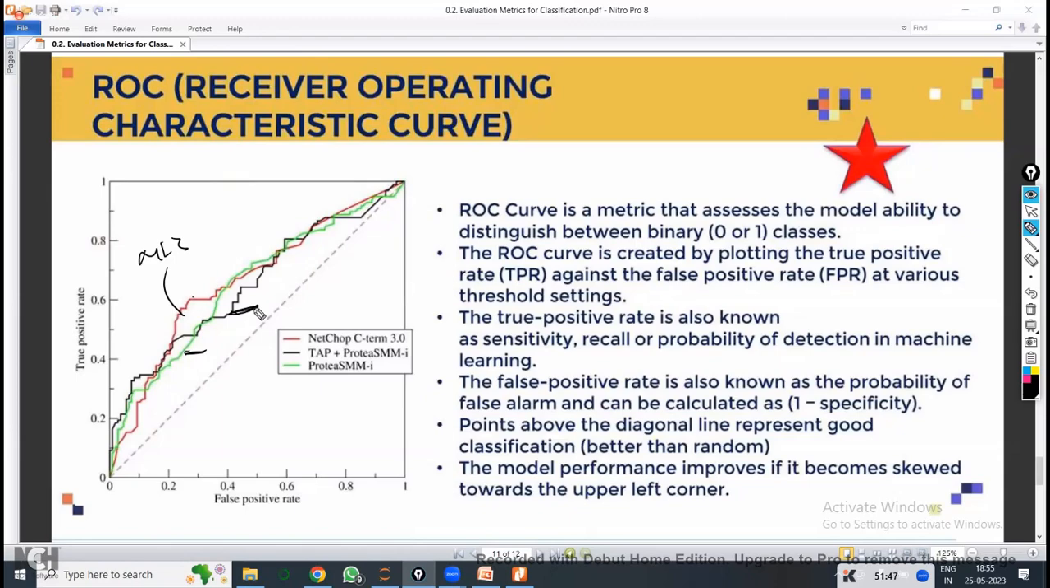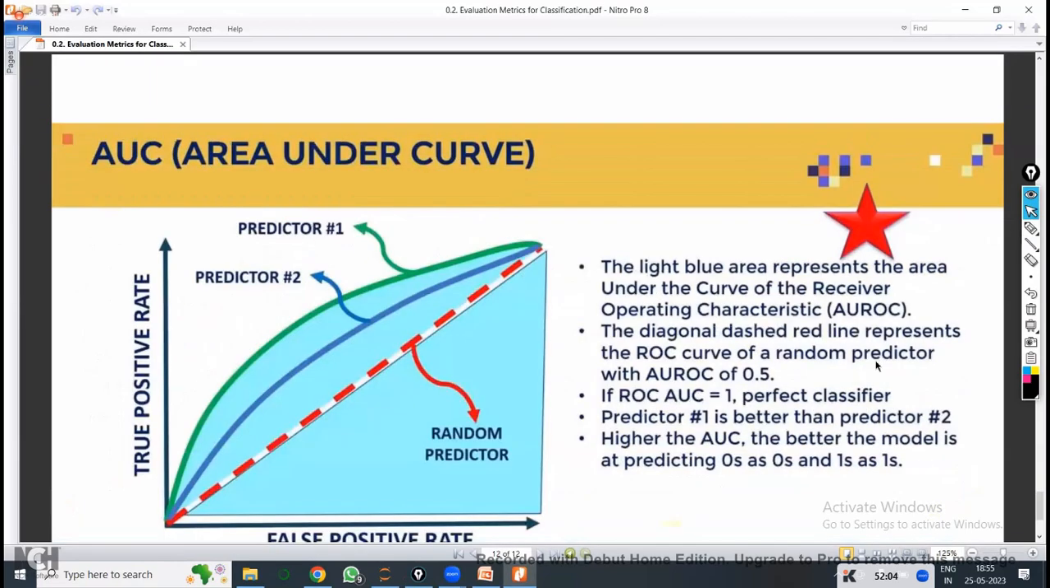Every line is there. Now, out of these 3 lines, which line is best? Which model is best? The best model is the one that gives the highest AUC value. What is meant by AUC? AUC means area under the curve.